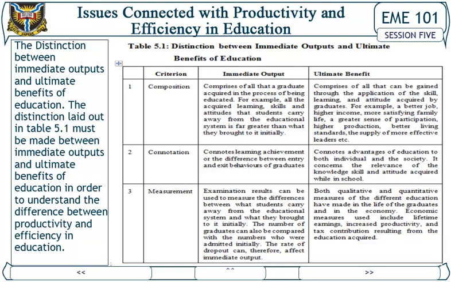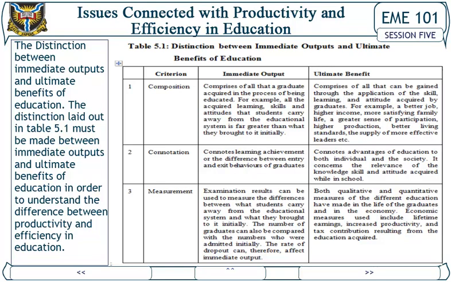Criterion 3. Measurement. Immediate output. Examination results can be used to measure the differences between what students carry away from the educational system and what they brought to it initially. The number of graduates can also be compared with the number who were admitted initially. The rate of dropout can therefore affect immediate output.